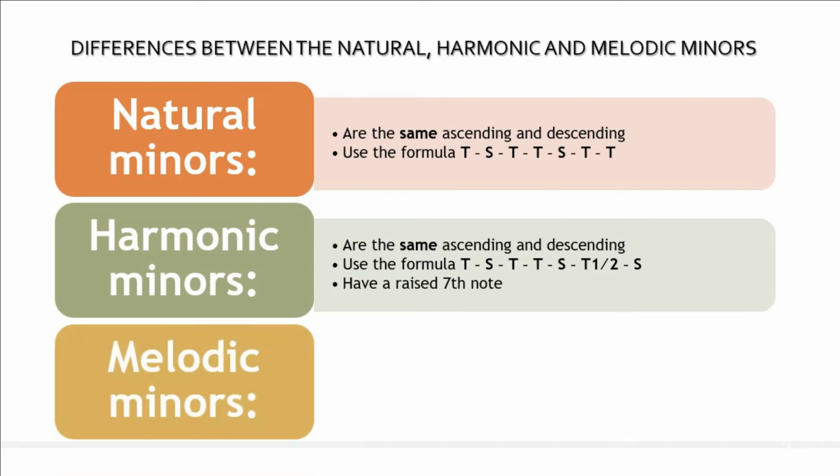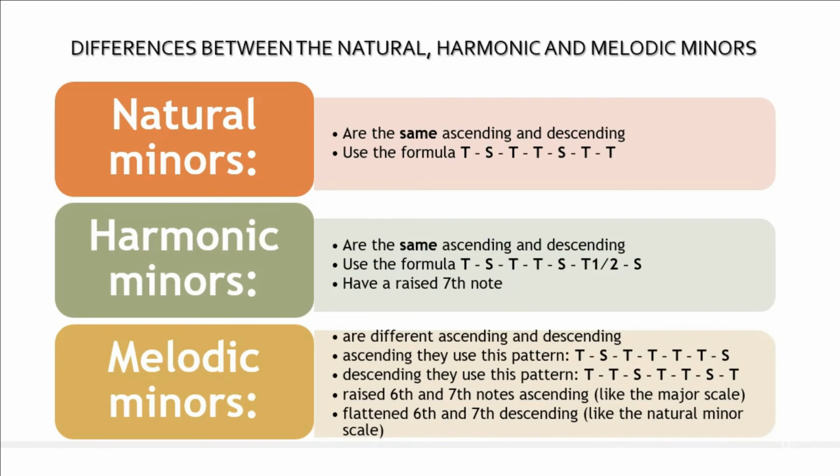For the melodic minors, they are different in ascending and descending. Ascending, they use the pattern tone, semitone, tone, tone, tone, tone, semitone. In descending, they use this pattern: tone, tone, semitone, tone, tone, semitone, tone. They have raised sixth and seventh notes ascending like the major scale, and the sixth and seventh are lowered descending like the natural minor scale.